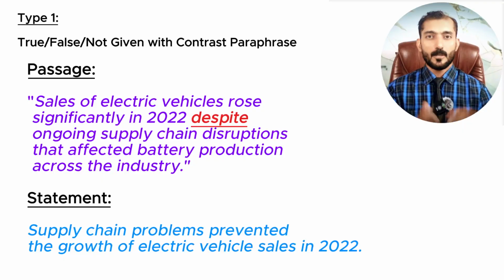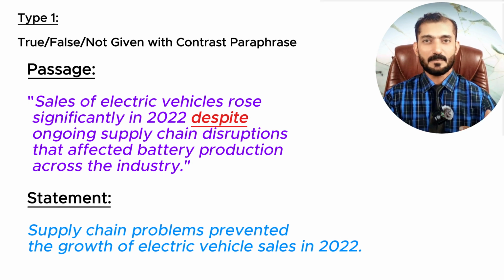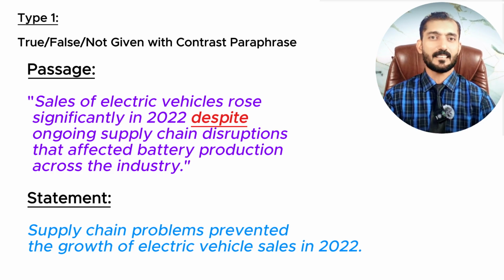Let me show you exactly how this works. Look at the following information from the passage and its related question statement. Passage says sales of electric vehicles rose significantly in 2022 despite ongoing supply chain disruptions that affected battery production across the industry. Statement says supply chain problems prevented the growth of electric vehicle sales in 2022.